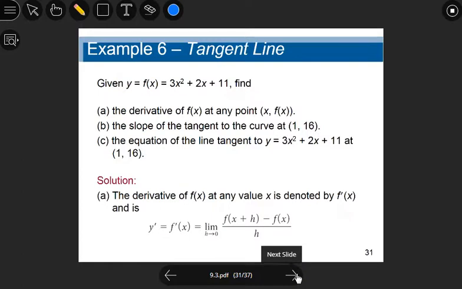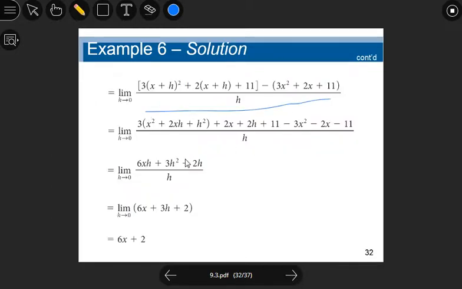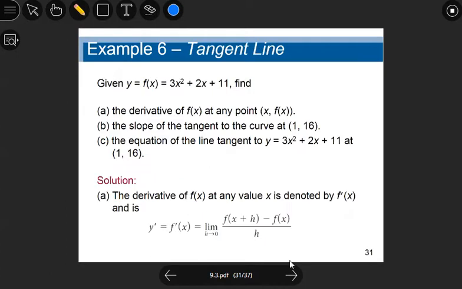Let's look at an example, then you can understand. This is the given problem. y is equal to f(x), 3 times x squared plus 2 times x plus 11. You need to find the derivative of f(x) at any point. Using that setup, first use f(x plus h) minus f(x) divided by h. Doing these calculations, finally you can obtain this one, and dividing by h you obtain this. Then take the limit of h to 0, and it becomes 6 times x plus 2. So this is the slope of the tangent line at any point.